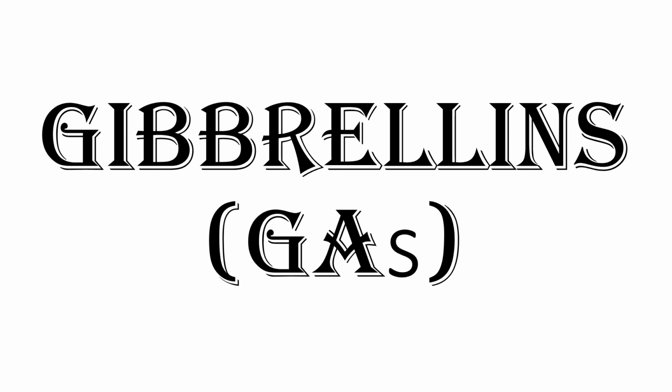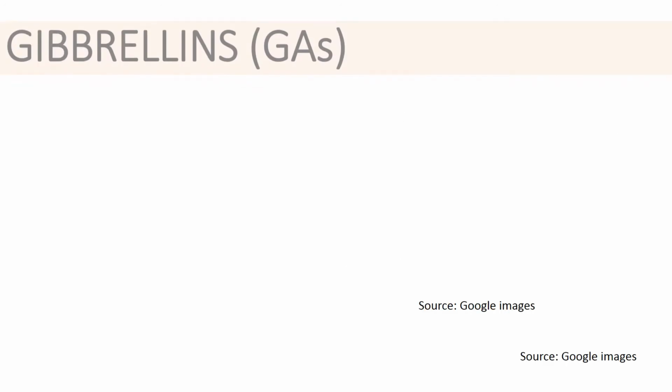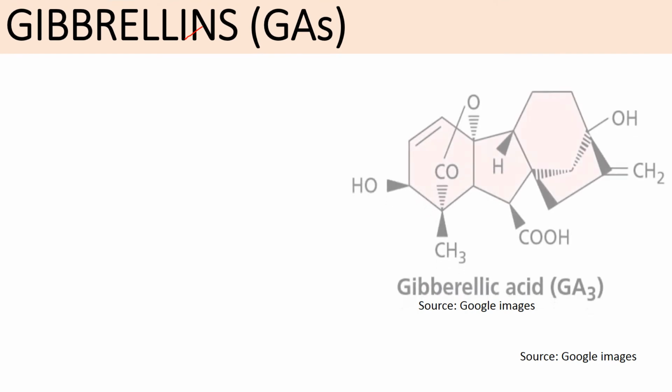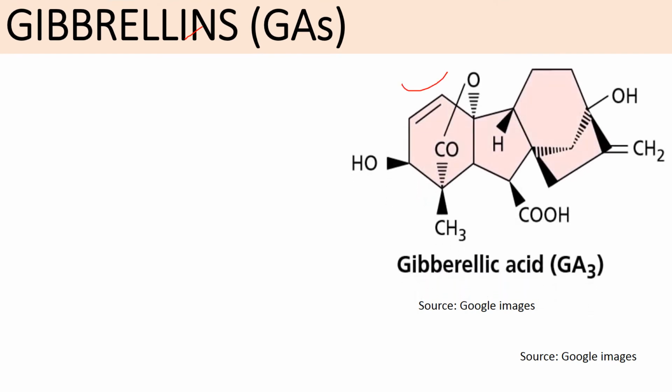The next category of hormones is gibberellins or GAs, gibberellic acid or gibberellic acids. So these are also growth promoting hormones which help in cell elongation and internodal growth, and they are also associated with the germination of seeds. Gibberellins, this is the chemical structure of gibberellic acid, that is GA3.